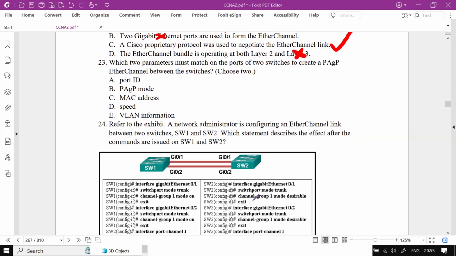Quick question: isn't PAgP the Cisco version of LACP? LACP is the open standard, the Link Aggregation Control Protocol, and it's for everyone. Then Port Aggregation Protocol, that's Cisco proprietary. Yeah, that's the difference.